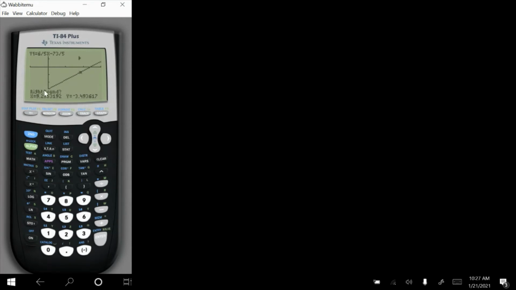You'll notice at the bottom of your screen it's asking for a right bound. So now we need to move the blinking cursor to an area that's to the right of the x-intercept. We should probably move it somewhere right here. Okay, so we'll continue moving this along the graph until we're to the right of the x-intercept. Maybe somewhere right here is good. That's to the right of the x-intercept. Once you're good with your right bound, you can press enter.